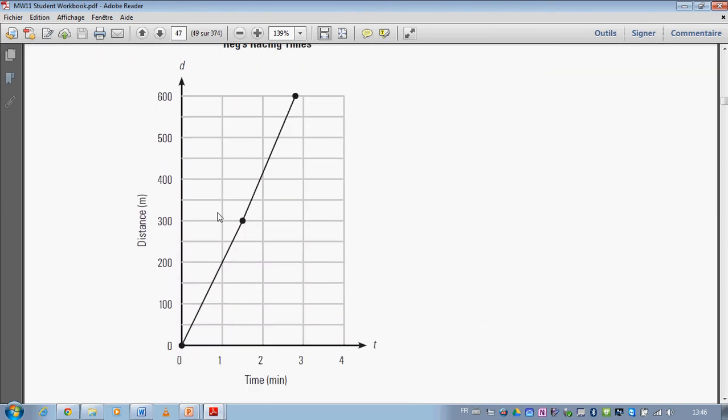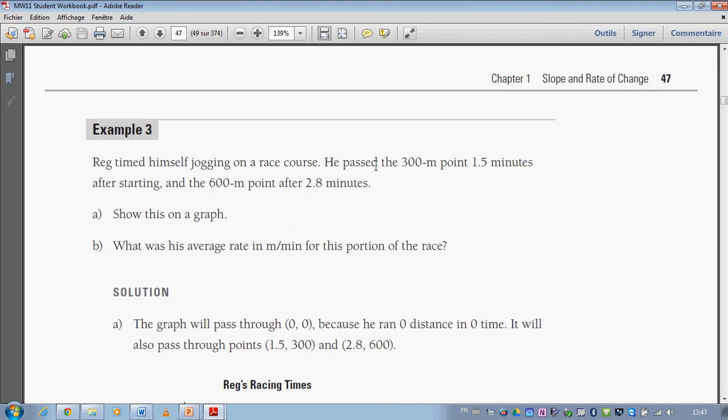Okay, so again, a reminder that your independent variable goes on the x-axis. Your dependent variable goes on the y-axis. And the reason that's the case is because when Reg is timing himself jogging on his race course, the distance that he's traveled, so 300 meters or 600 meters, depends on how long he's been running, and not vice versa. So you can already tell that doesn't really make sense.